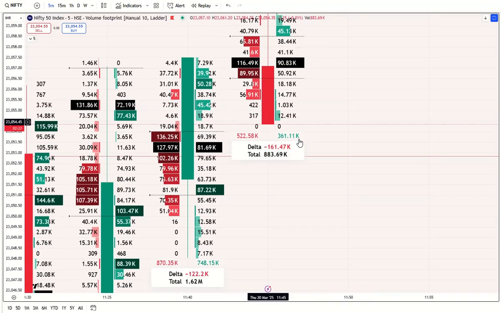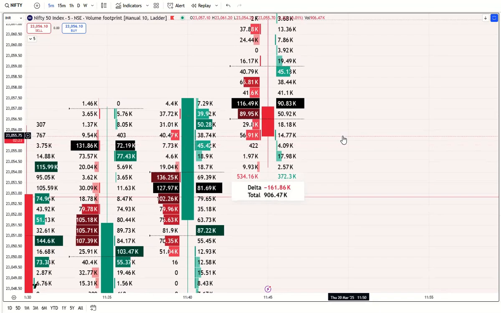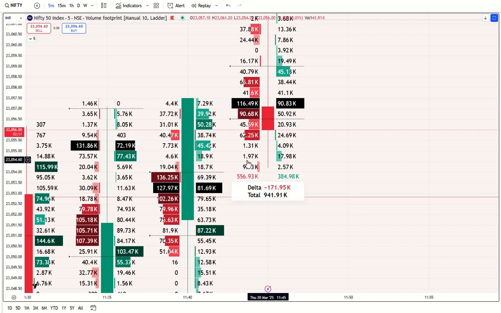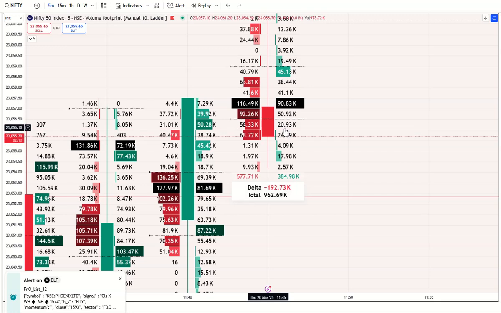Yes. Small red doesn't mean that it will fall. Okay, so wait for the clarity. So buying is coming in here. You see this, there is a 17K versus 1.97. And you see that, keep observing the numbers. Now 20.93 here, 30.12 here.